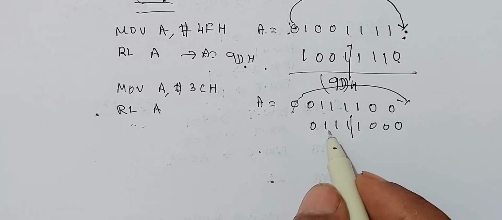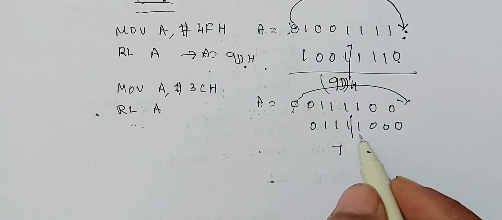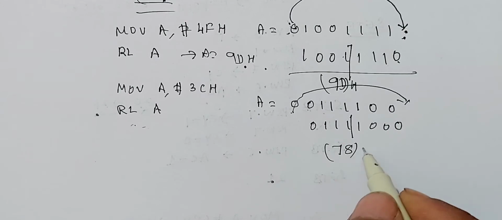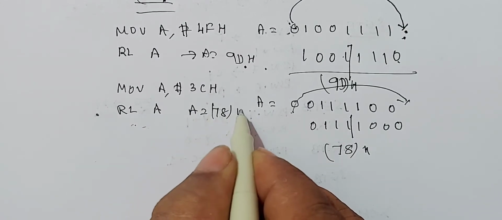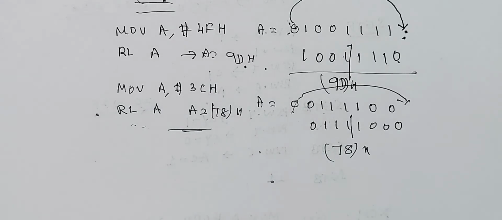Now, 7. This is 8. Now A becomes 78H. So, in this way, you have to operate rotation to the left. In the rotation to the left operation, each bit is shifted to the left side. When you do it for all the 8 bits, MSB becomes LSB.